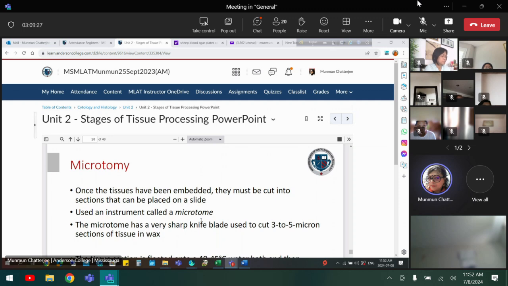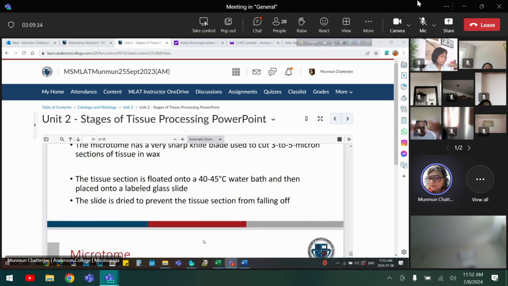So this is important. What section thickness do we have to use? 3 to 5 micron sections of tissue in the wax. The tissue section is floated on a 45-degree water bath. You have been shown that video.